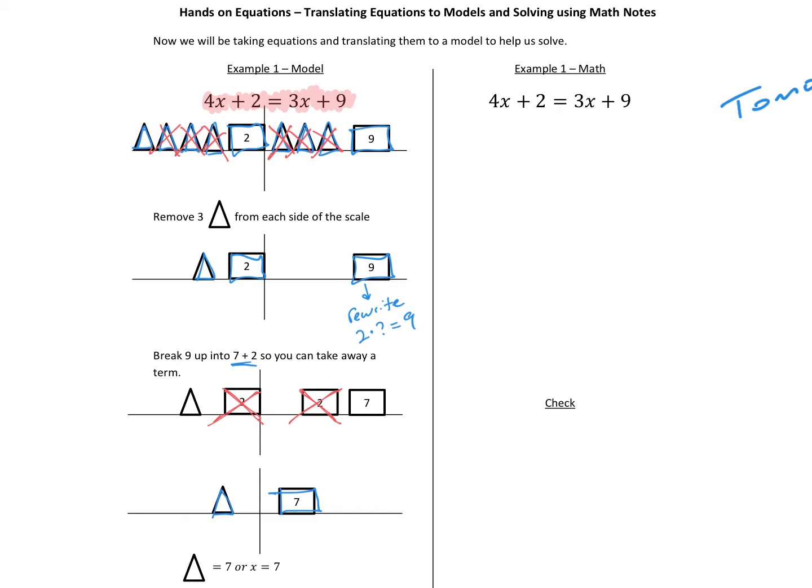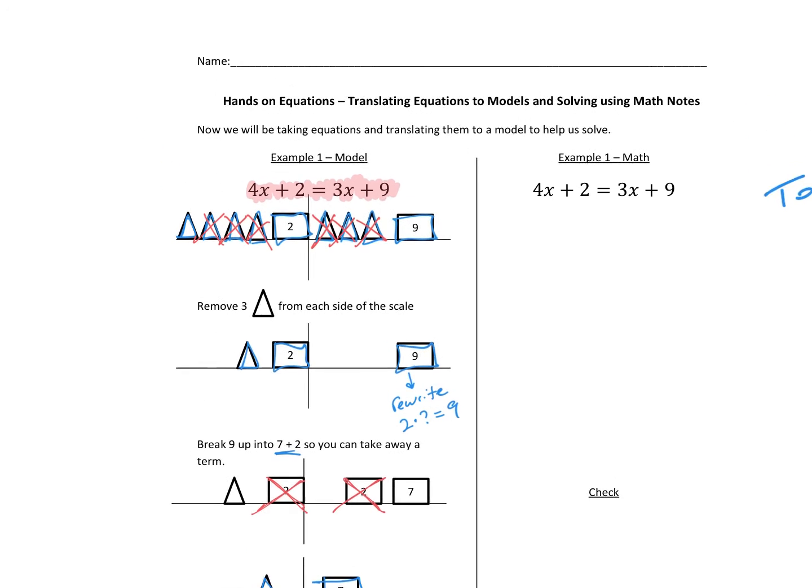Hello, welcome to Hands-on Equations, translating equations to models and solving using math notes. Today we are going to be working on the right side of the notes you started yesterday. And the idea behind it is that we use the visual representations to help us decide what math steps we should take. So let's go ahead and do the first example.